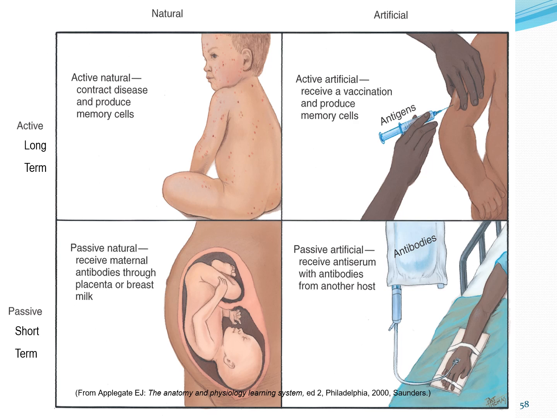So we remember active long-term, right? Active natural, right, is you can contact the disease and produce memory cells. Active artificial is receive a vaccination and produce memory cells. Passive short-term is getting it from your mother's breast milk or placenta as you are born, or by getting antibodies that someone else produced in an anti-serum that is given to you, okay?